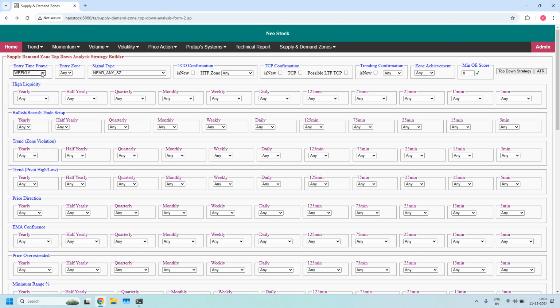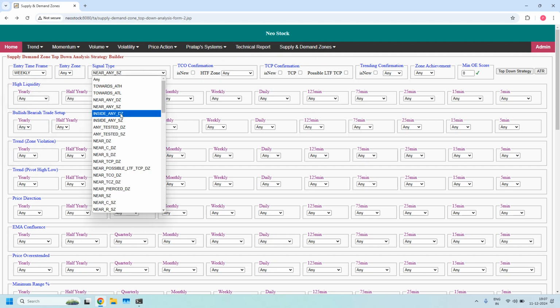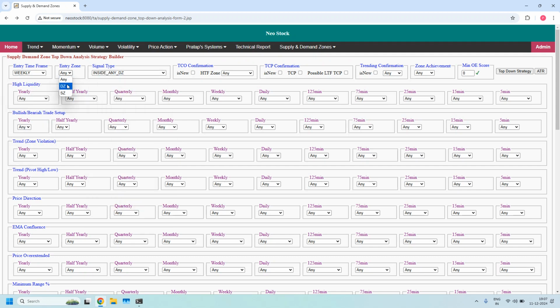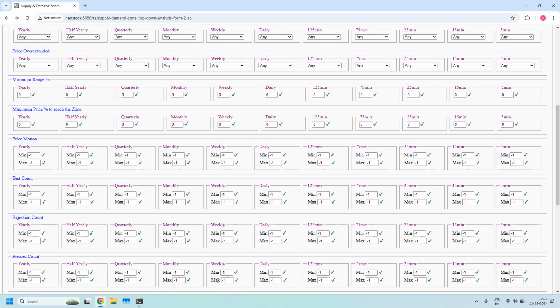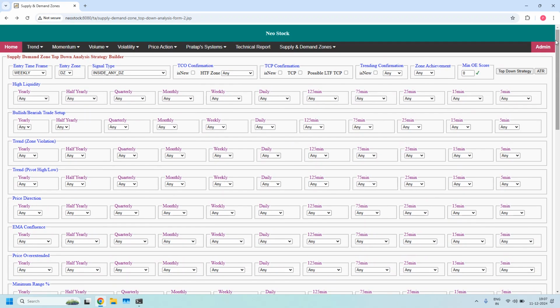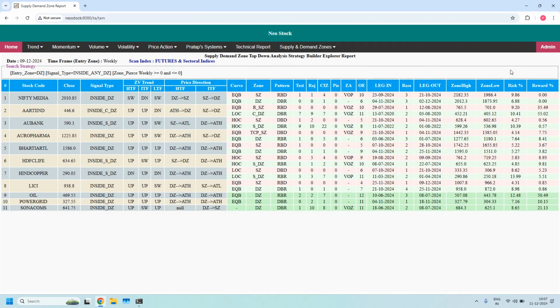Next, weekly time frame, price closed inside weekly demand zone. These weekly demand zones should not be pierced. So in the pierced count, weekly time frame, minimum value 0, maximum value 0. Let's filter. We got 11 stocks where price closed in the weekly demand zones.